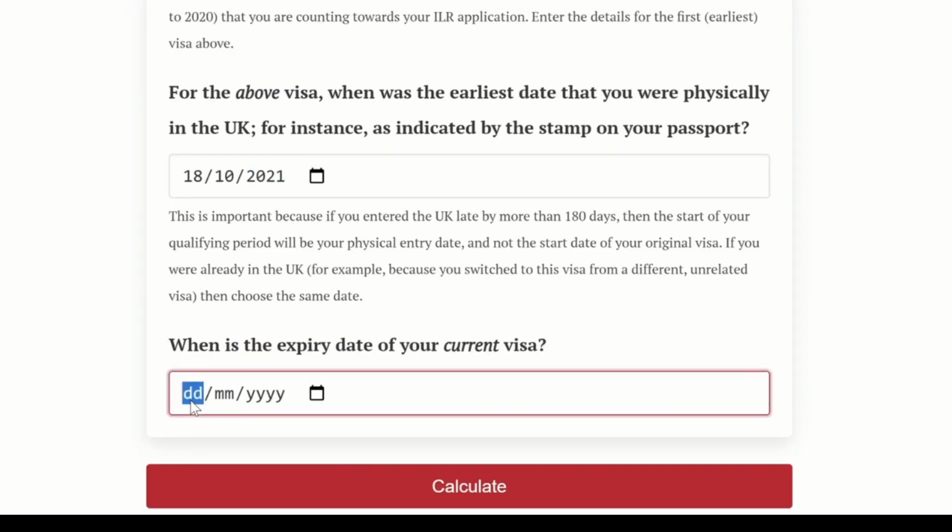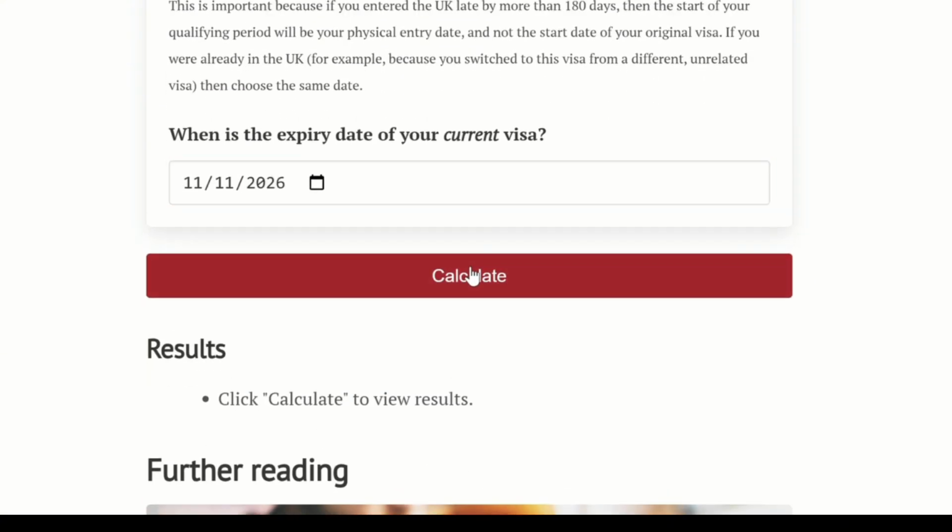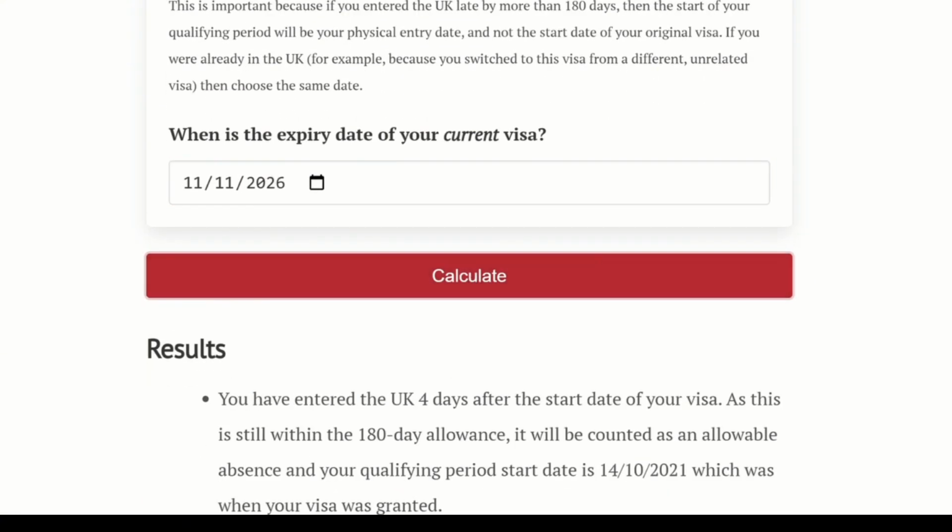So make sure the current visa is in line with the previous visas you've had in the past. You have to put the expiry date of a skilled worker visa if it's a skilled worker visa we are trying to assess, and family visa if it's a family visa you want to calculate. So I just put 11th of November 2026 and click on calculate. So you can see what it has given me here.